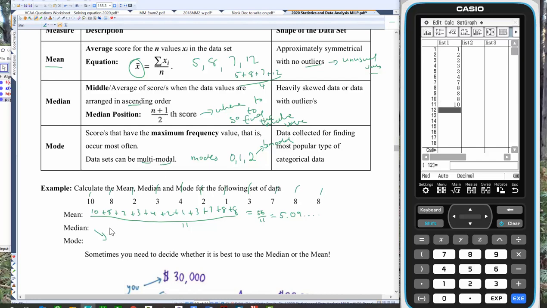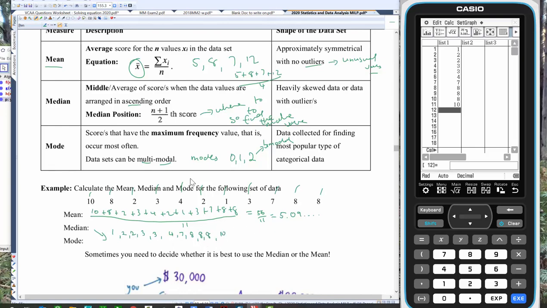All right, so the numbers are 1, 2, 2, 3, 3, 4, 7, 8, 8, 8, 10.